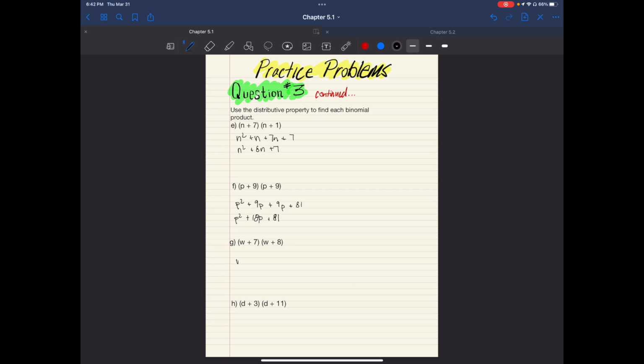W's, w squared plus 8w plus 7w plus 7 times 8 is 56. Just going to double check this on my calculator. Yep. Now collect like terms. We're left with w squared. Actually, let's clean that up a bit. w squared plus 15w plus 56.